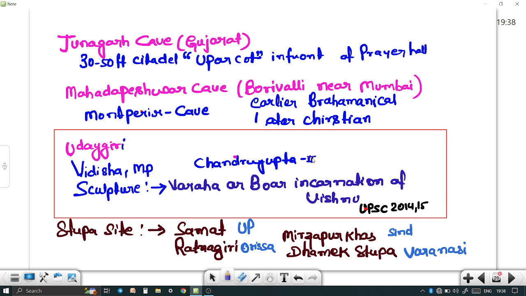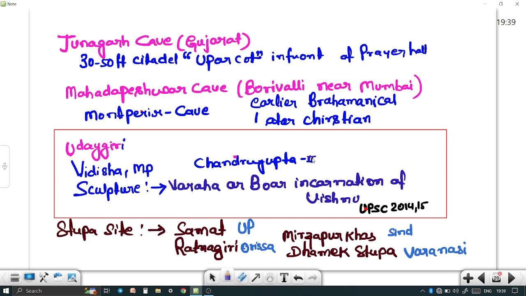This Udayagiri caves is located in Vidisha, MP, and it has been created in the early 500th century AD, under the patronage of the Chandragupta II, and the sculpture we will see, the important one is the Varaha or boar incarnation of the god Vishnu, and this has been part of prelims 2014 and 15 also.